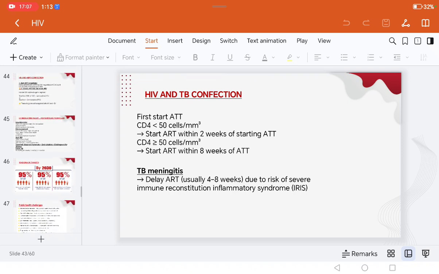So let's see if there is co-infection of HIV and TB. First, start ATT. If CD4 cells are less than 50 cells per cubic millimeter, start ART within 2 weeks of starting ATT. And if the CD4 cells are 50 or more, then start ART within 8 weeks of ATT. The exclusion is TB meningitis. In that case, ART is delayed, usually 4 to 8 weeks, due to risk of severe immune reconstitution inflammatory syndrome.